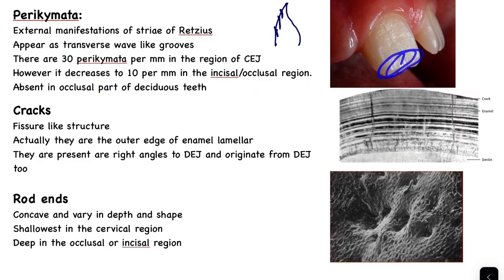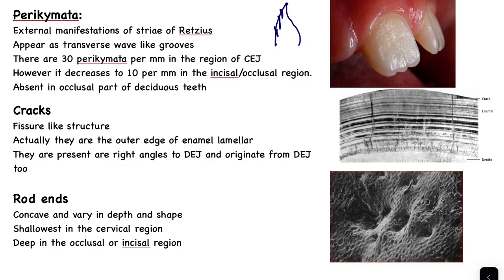So over here it will be decreased and it will be around 10 per millimeter. Cracks. What are cracks? Okay. So cracks are fissure-like structures. They are present on the outer edge of enamel. They are the outer edge of enamel lamella, and they are present at right angles to the dentinoenamel junction.